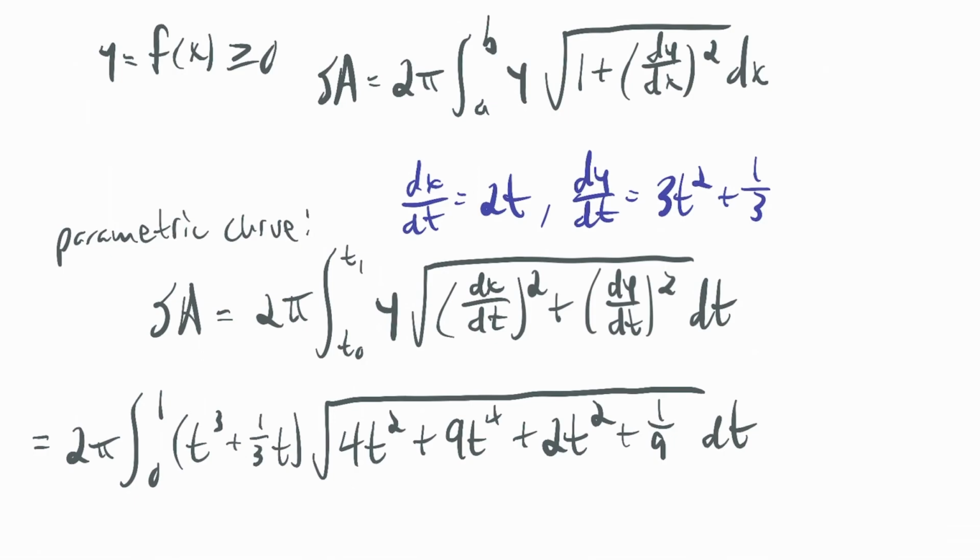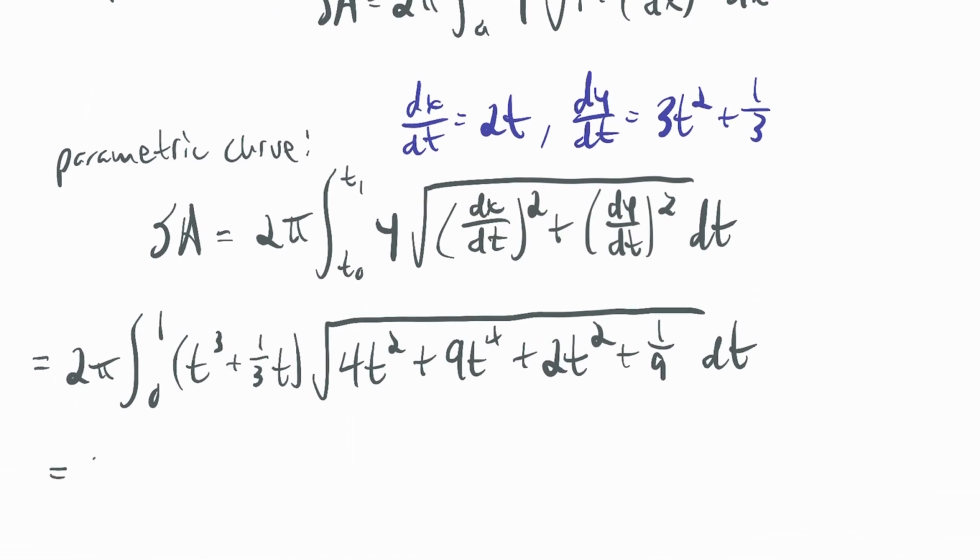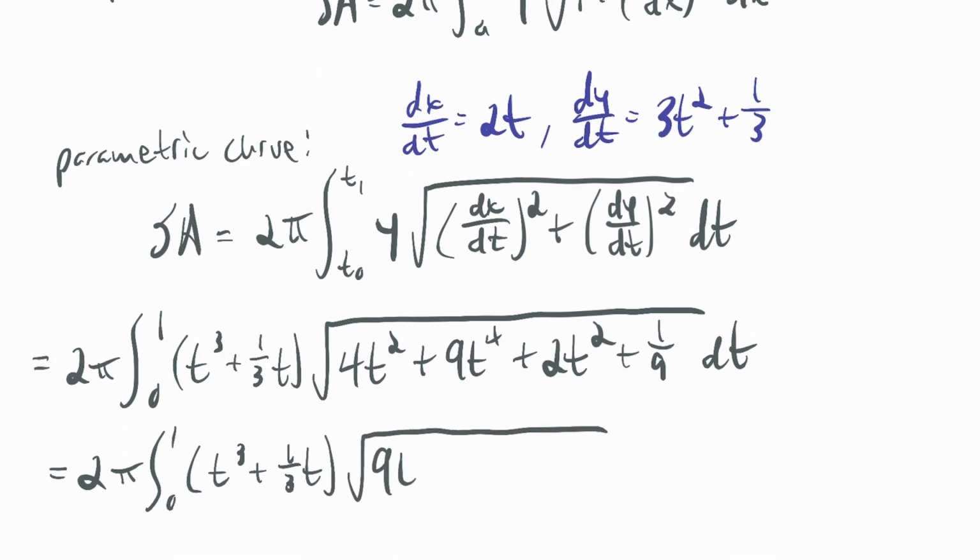Checking my foiling is right. I believe it is. I can combine like terms here. I've got 2 quadratic terms in the radical. So this will be 2 pi times the integral from 0 to 1 of t cubed plus 1/3 t times the square root of 9t to the 4th plus 6t squared plus 1/9 dt. And this might look really bad, but like I said, the coefficients were chosen carefully, so this wouldn't be that bad.